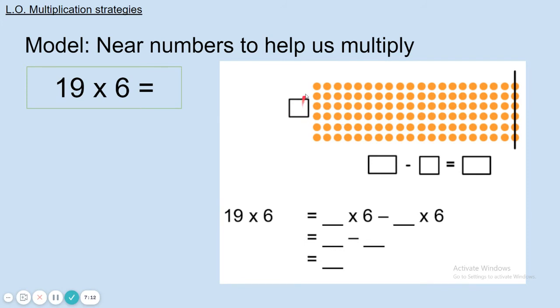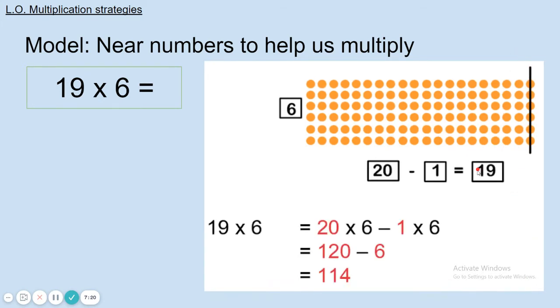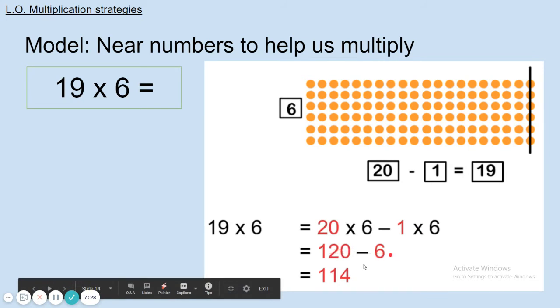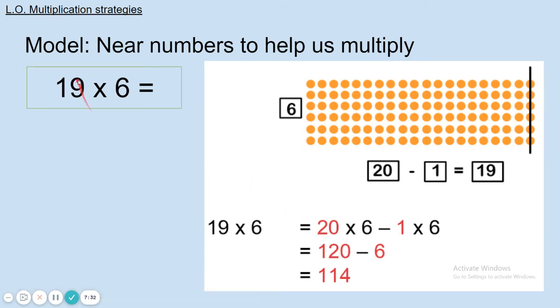So here we've got it here, they've done the picture. You've got 20 lots of 6, and then just take away, well, there you go, 20 lots of 6. I have got a picture this time with the red numbers in. And then take away 1 lot of 6. So the answer is 114. So that would be dead hard otherwise. But if you just know it's nearly 20, you could do that.